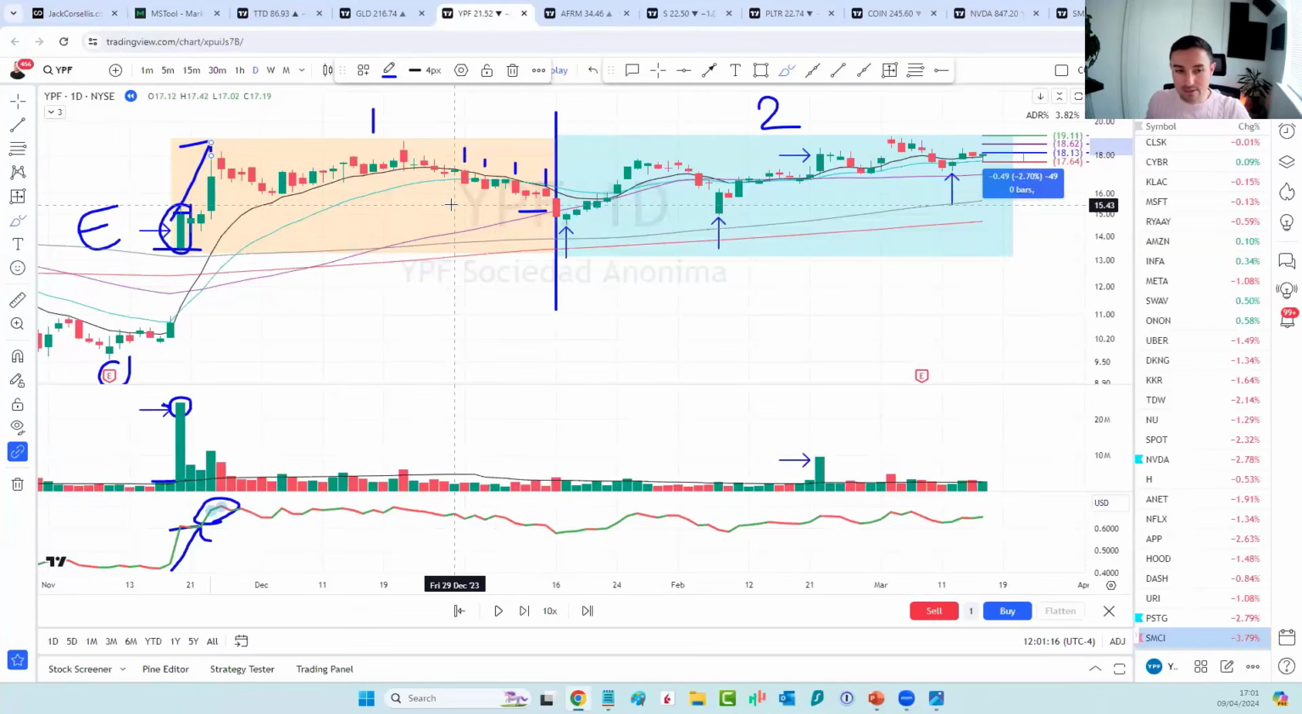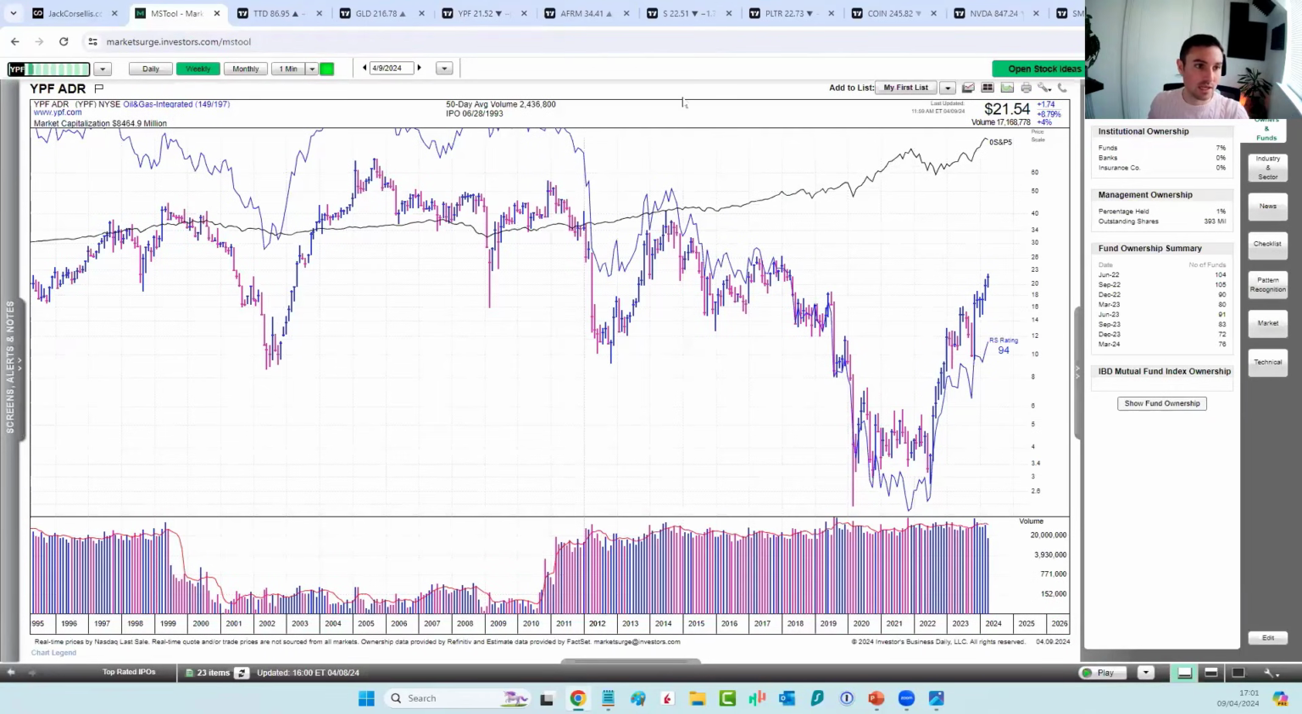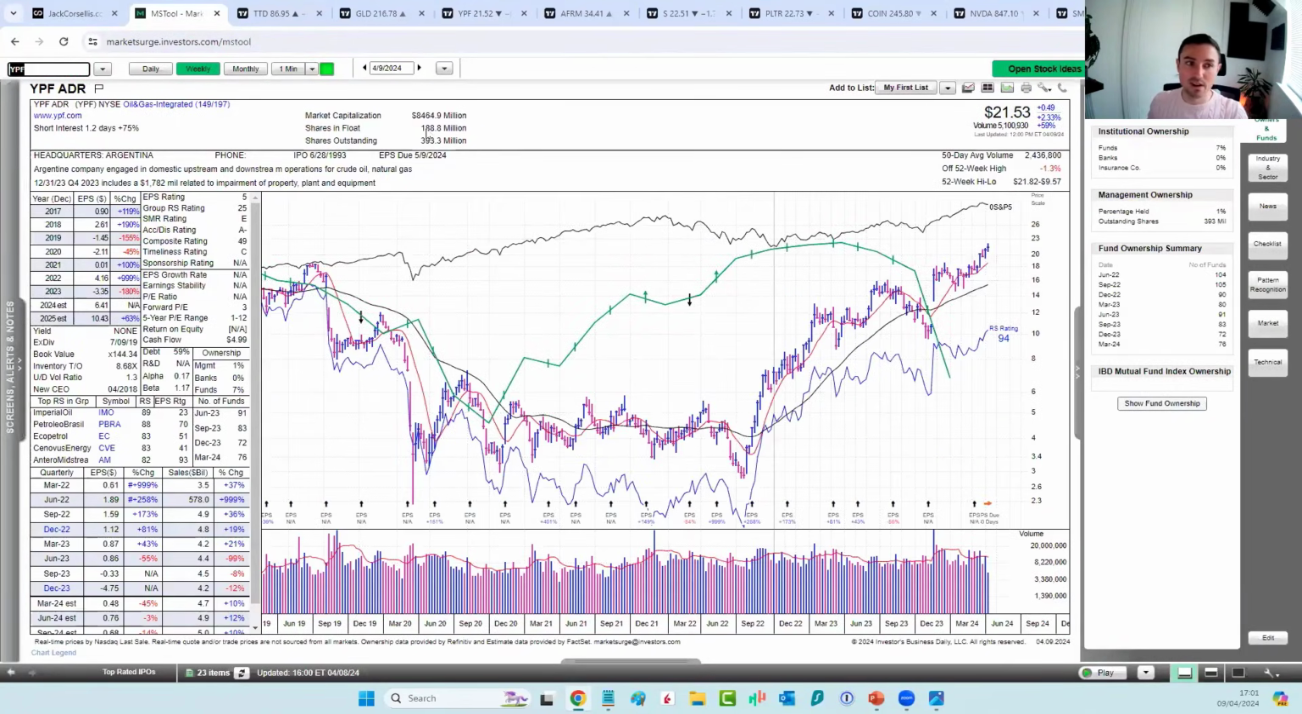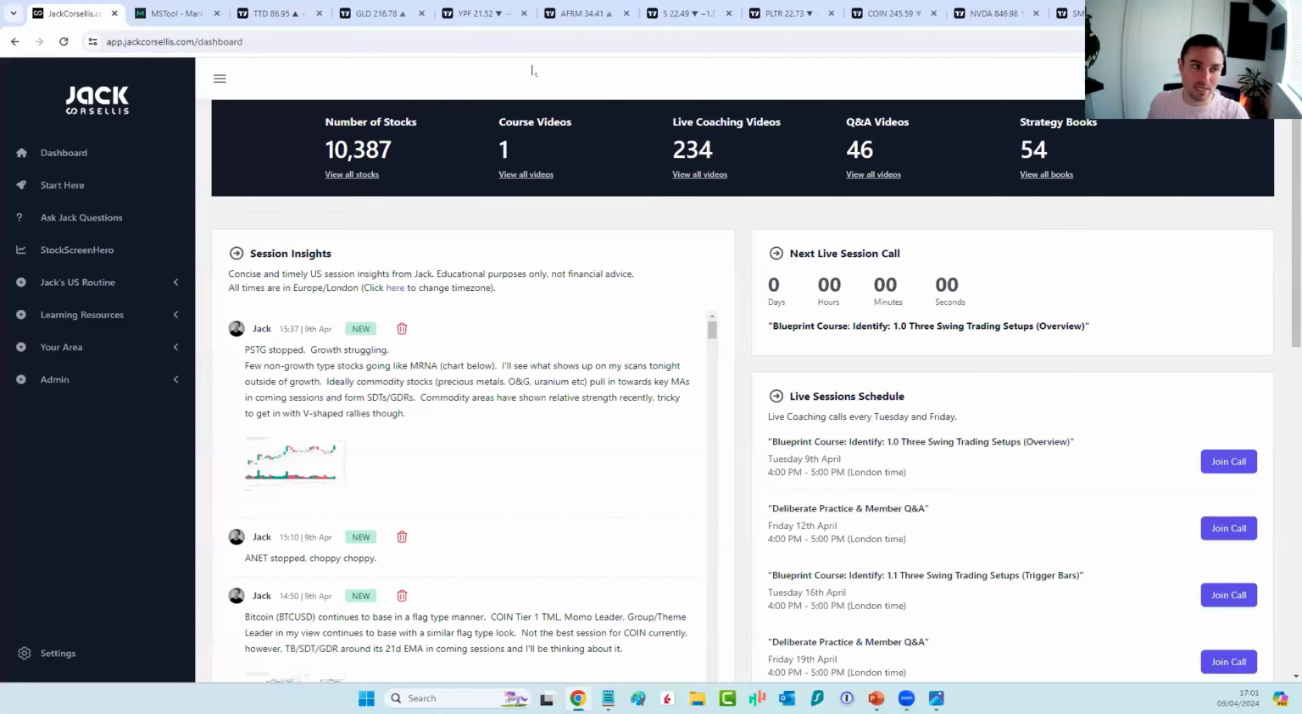But imagine that Fidelity, they're not, but imagine that Fidelity are like, okay, YPF, this Argentinian oil and gas company, we want to build a sizable position. How many shares are outstanding? Shares in the float. Let's say they want to buy 10% of the float. So they want to buy 18 million shares, okay?